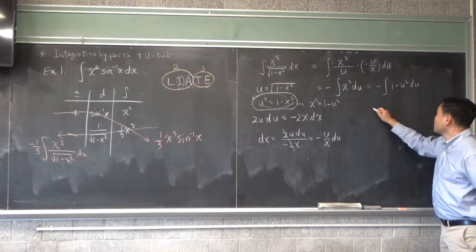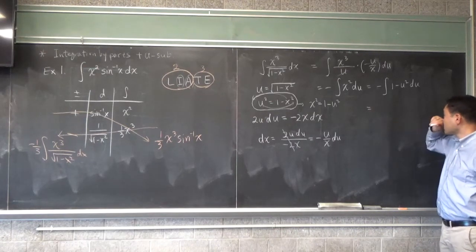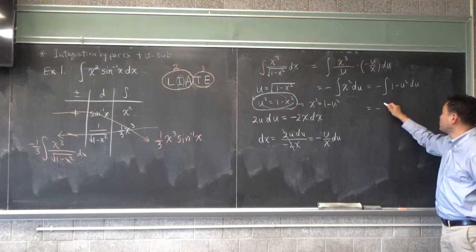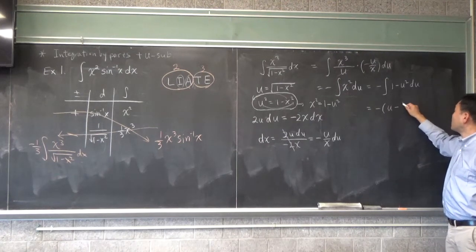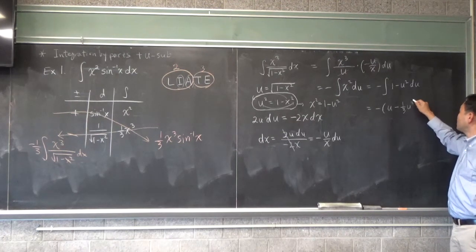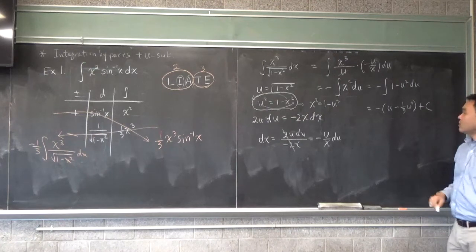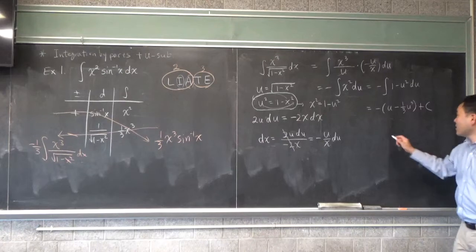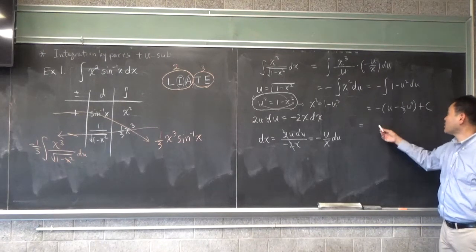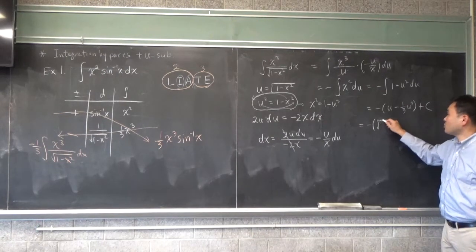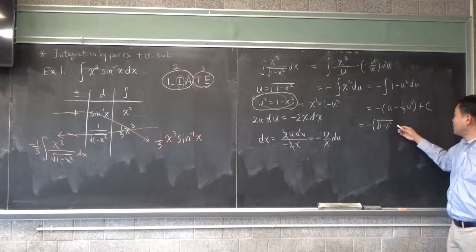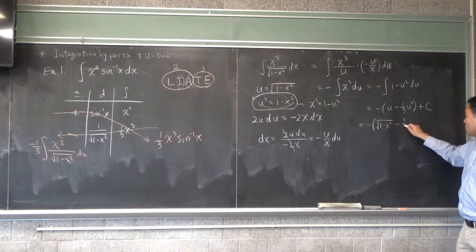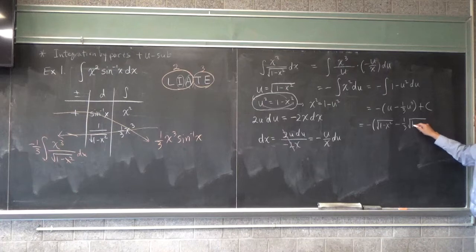Therefore, this is going to be negative of u minus 1/3 u cubed plus c. Is that the answer? Still not yet. Why? You have to plug the u back in. What was it? u is the square root of 1 minus x squared. So negative of the square root of 1 minus x squared minus 1/3 the square root of 1 minus x squared to the third power, plus c.